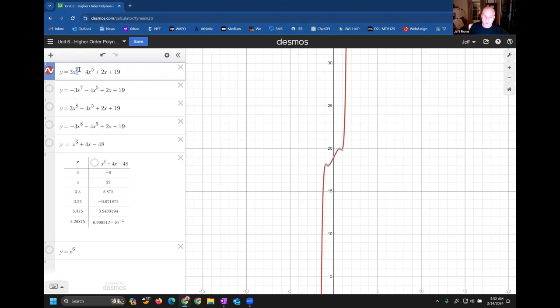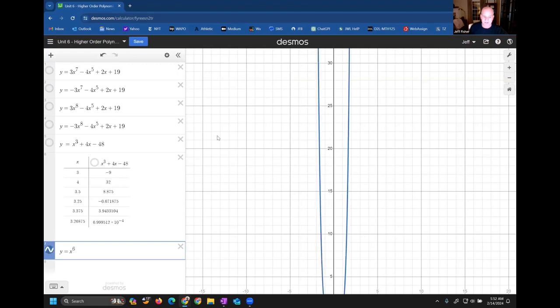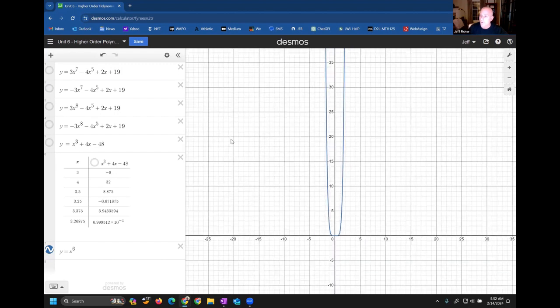If that highest order exponent is odd, it's going to have this kind of shape where it comes up on the left and continues up on the right. But if it's even, like this x to the 6th, like a 2, 4, 6, 8, then you can see that it's going to come down on the left and up on the right. The end behavior will be opposite of each. Okay?